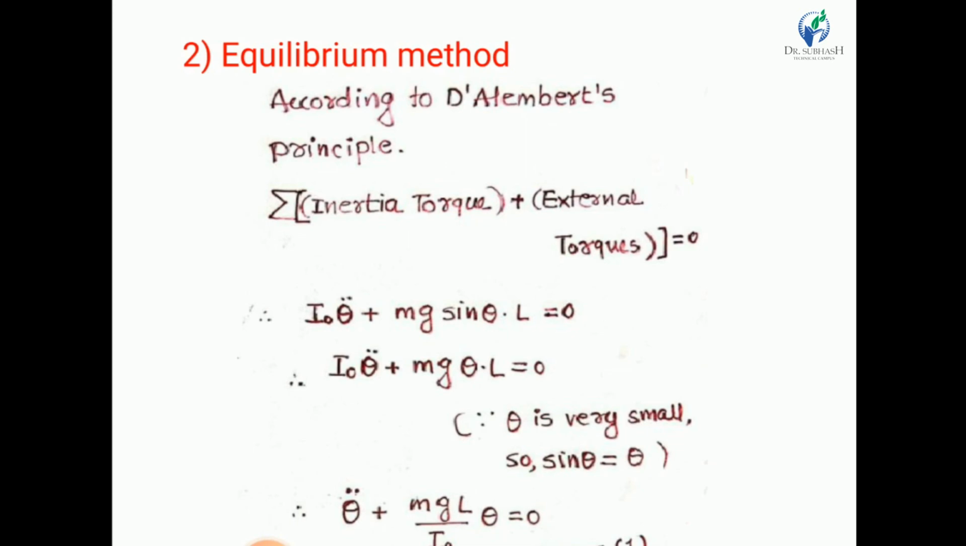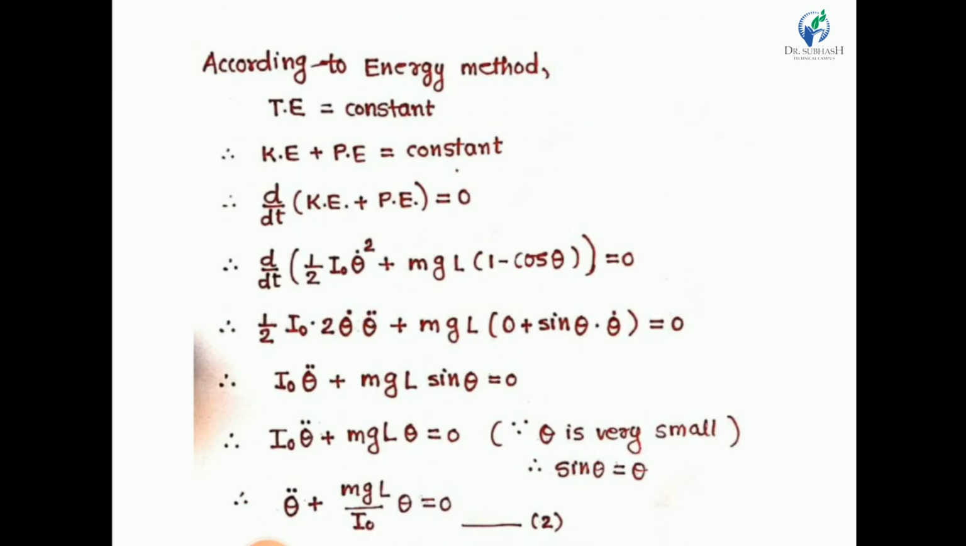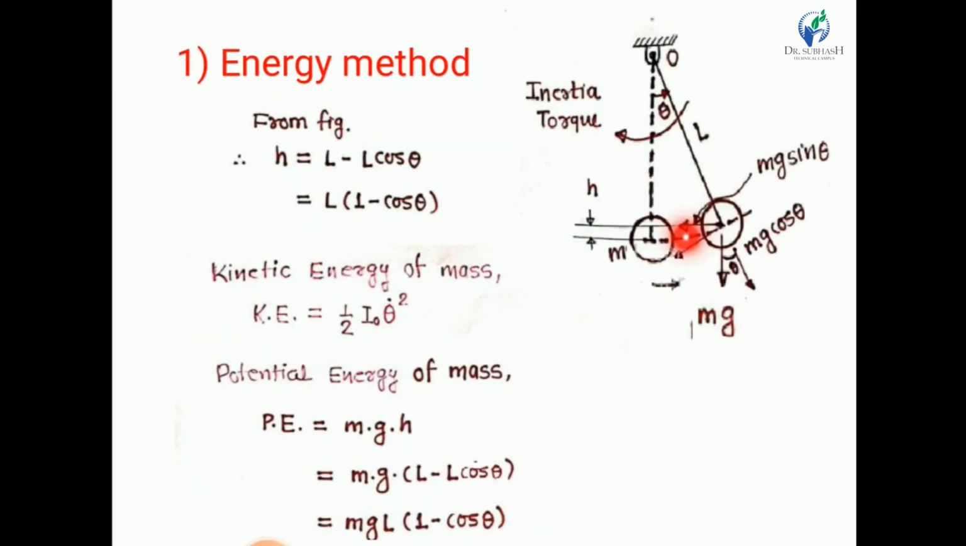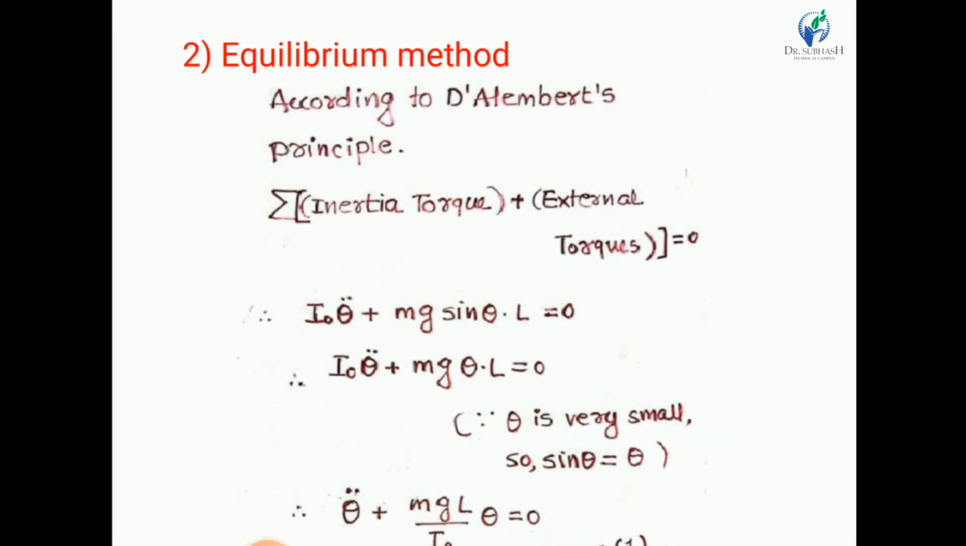Now we know that inertia torque is nothing but I into theta double dot. Inertia torque is IO into theta double dot. And for the external torque, here we can say that this component of mg is mg sin theta. So mg sin theta into L, this is a torque. This is the active torque and this is the resisting torque.